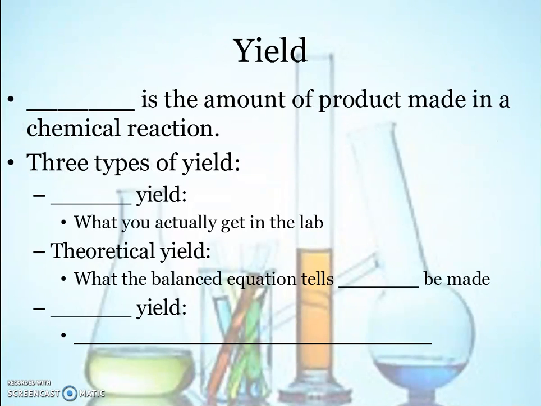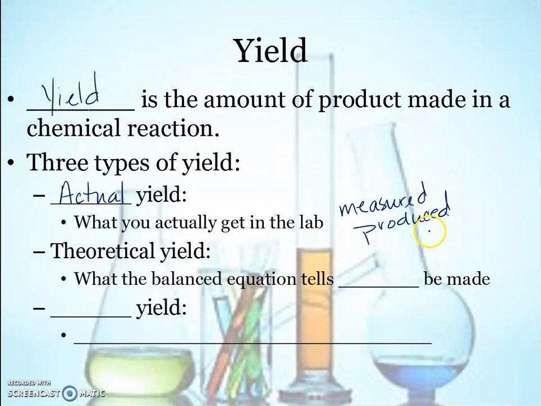Okay, yield. Let's talk about this real quick. Yield is the amount of product that's made in a chemical reaction. There are three types of yields. There's what we call an actual yield, and that's what you actually get in the lab. It's what's measured, it's what's produced. Those are some words that you'll see to go with it. The theoretical yield is what the balanced equation tells you you should make. That's what we've been calculating this whole time. This one we have not, because that's what you would measure after you do your lab procedures.